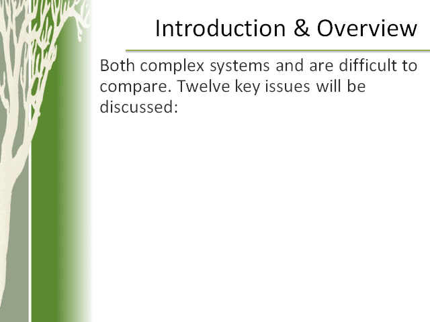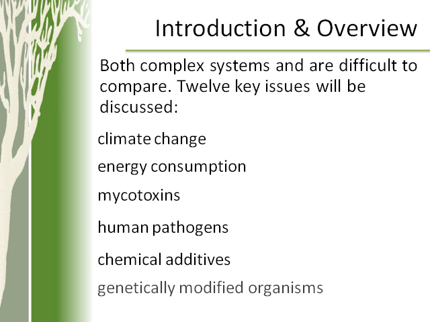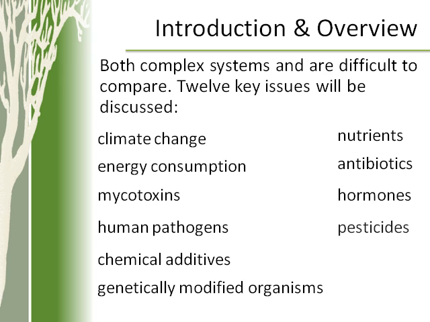Studies comparing organic and conventional food production systems are difficult to design, implement, and evaluate due to numerous uncontrolled variables. But keeping this in mind, this presentation addresses 12 key issues. These include climate change, energy, biodiversity, nitrates, pesticides, mycotoxins, nutrients, genetically modified organisms, human pathogens, antibiotics, hormones, and chemical additives.